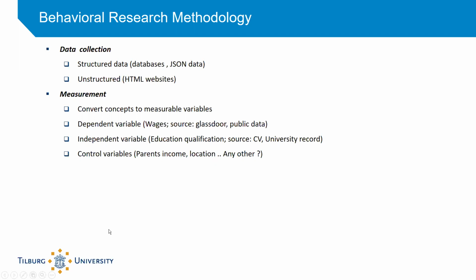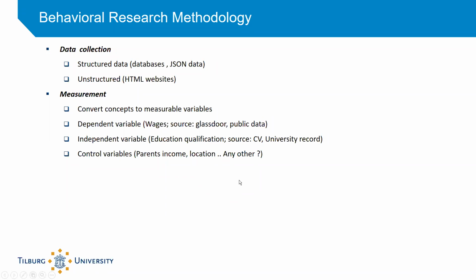We can get this from certain sources like Glassdoor, or it could be public data by itself. You can also use LinkedIn, for example, to figure out what is the position of the individual, and then figure out how much the position on an average pays. In the same research, our independent variable is the grades, university grades or educational qualification, which could come from different sources like your CV or university record or so on.